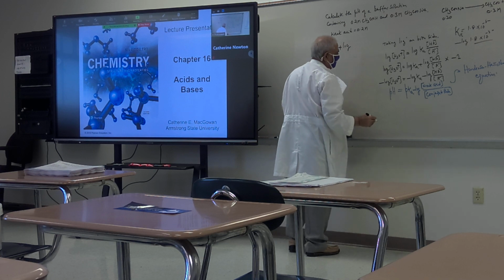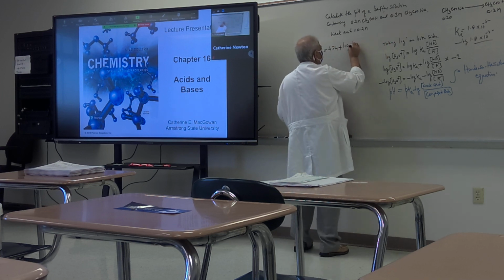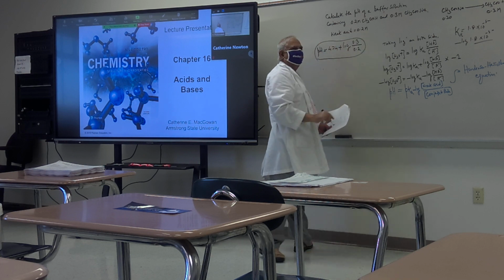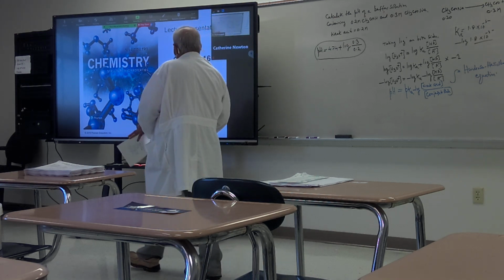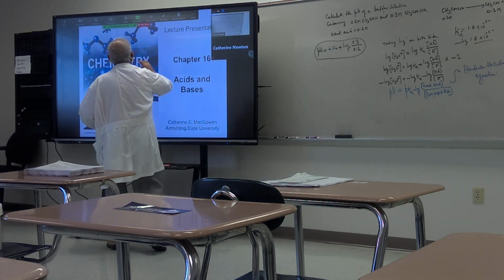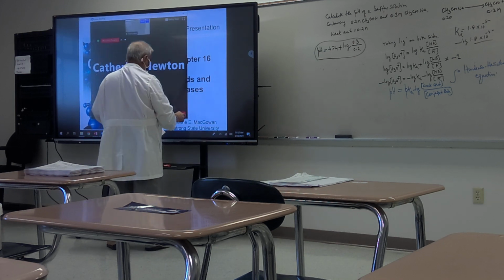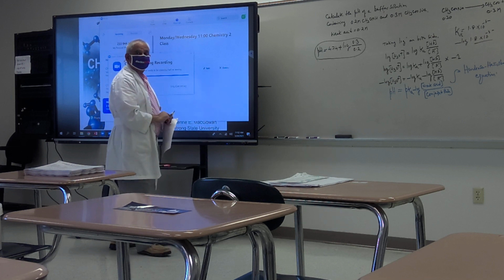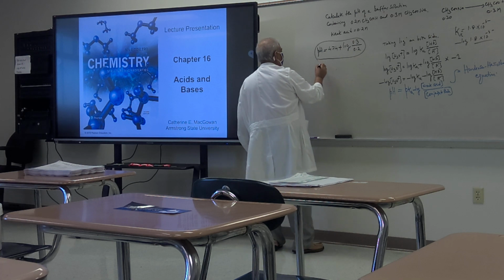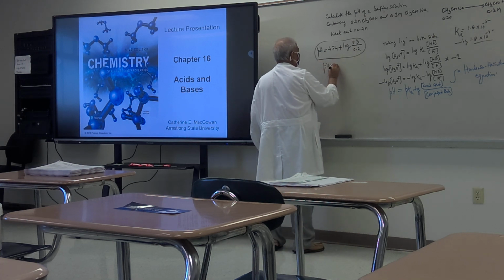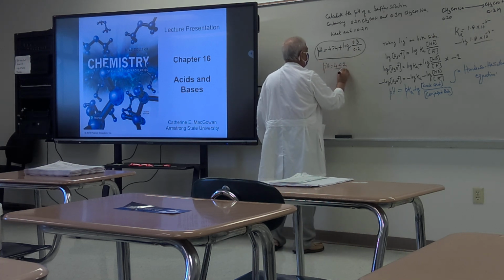Log of conjugate base over weak acid. If you simplify this, that is your answer. Only one step. Okay? Simplify that and tell me how much that is. 4.92. So that's the answer. What is the pH of this buffer solution? 4.92.